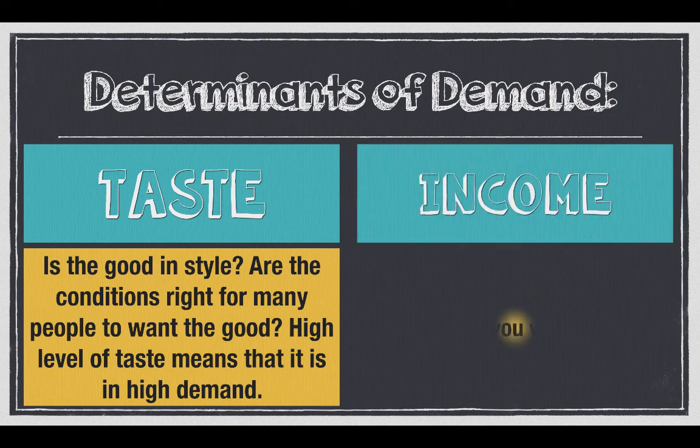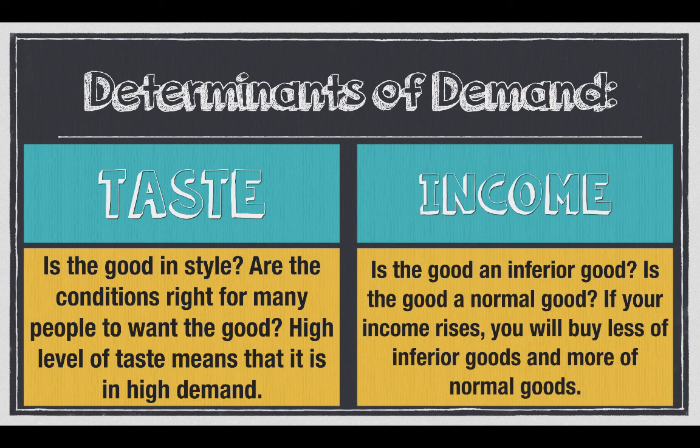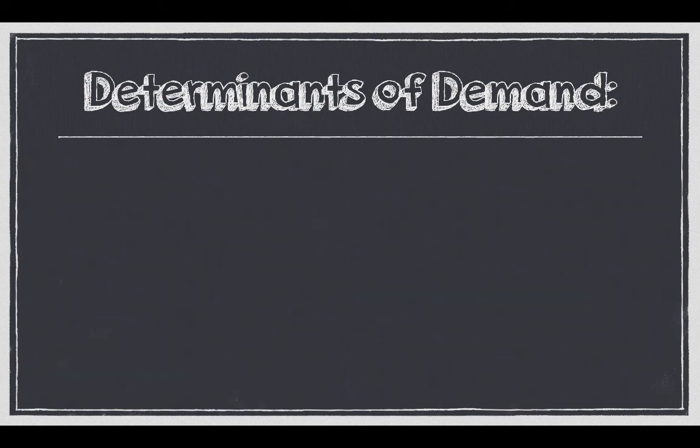All right, income. What we see with income is that if you have a change in income, you have more money to spend or less money to spend. The more money you have to spend, the more normal goods you'll buy. The less money you have to spend, the more inferior goods you'll buy. So that changes the demand of each of those.